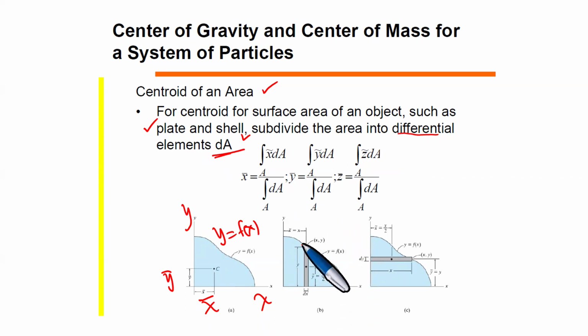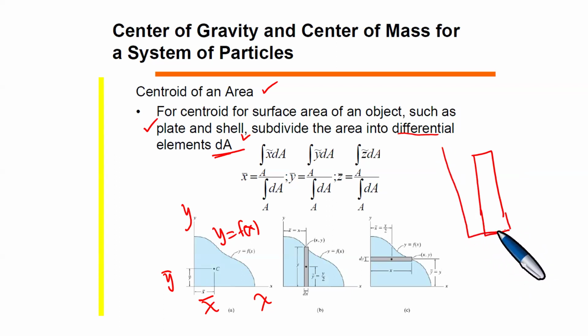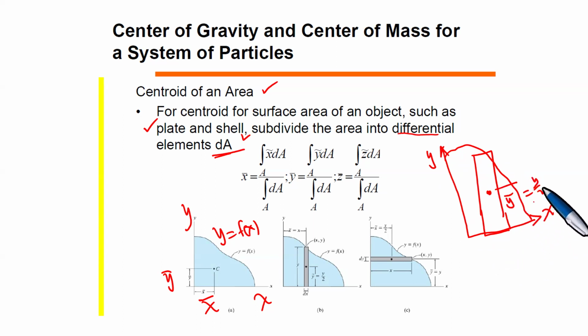We say we can take a vertical slice. If you take this vertical slice and put it in the XY plane, then we have this one here, and the center, which is y bar, which is y over 2.